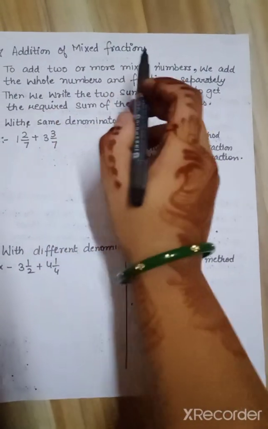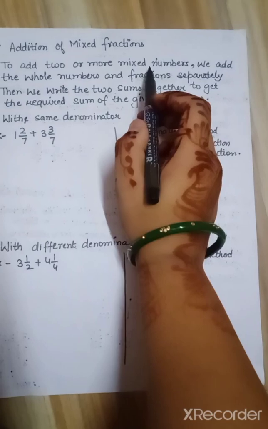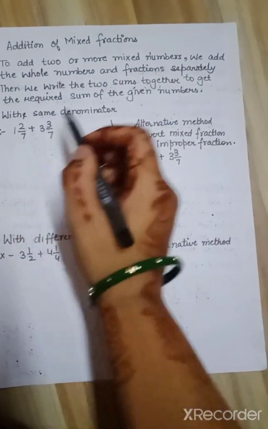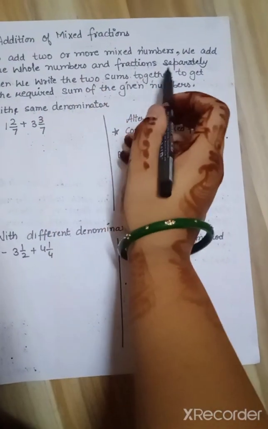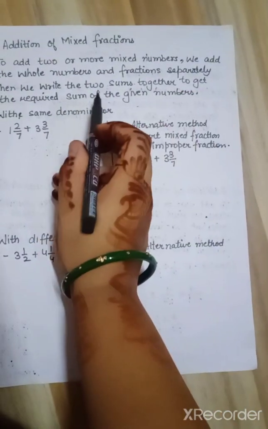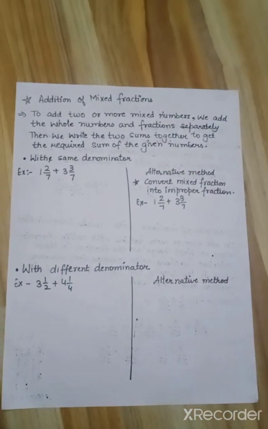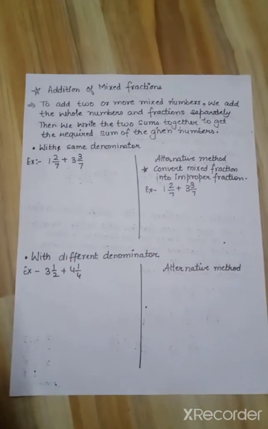To add two or more mixed numbers, as you all know, this is a mixed fraction. We add the whole numbers and the fractions separately, then we write the two sums together to get the required sum of the given numbers. There are two methods of doing addition of mixed fractions.